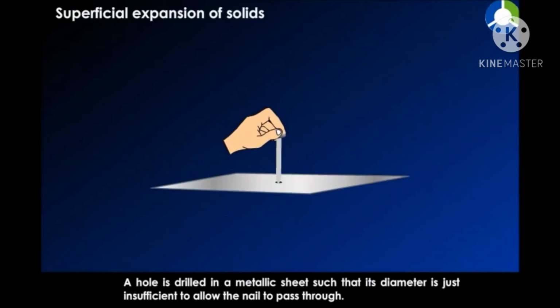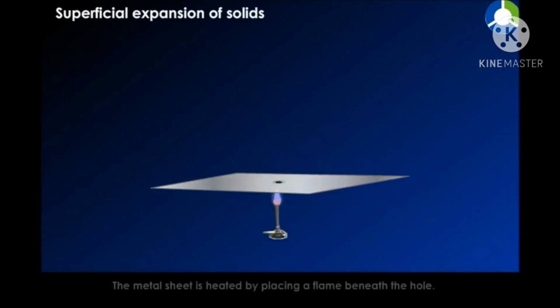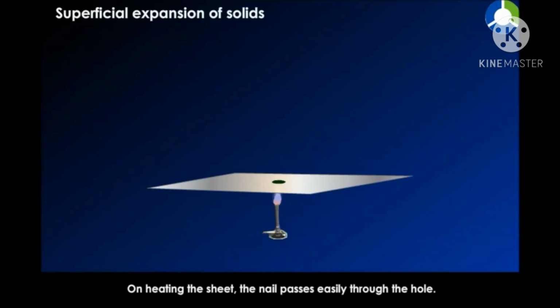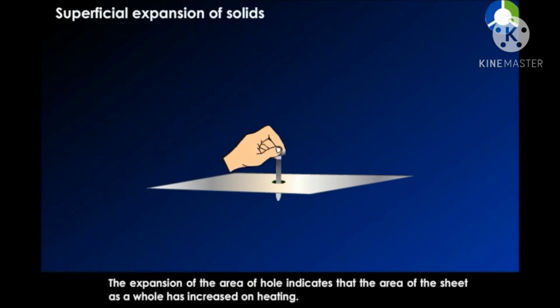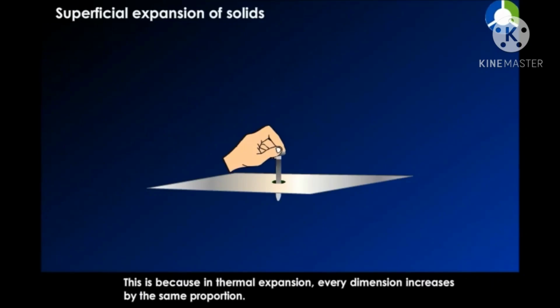A hole is drilled in a metallic sheet such that its diameter is just insufficient to allow a nail to pass through. The metal sheet is heated by placing a flame beneath the hole. On heating the sheet, the nail passes easily through the hole. This shows that the size of the hole has increased. The expansion of the area of the hole indicates that the area of the sheet as a whole has increased on heating. This is because in thermal expansion, every dimension increases by the same proportion.